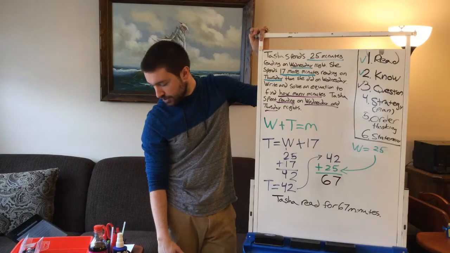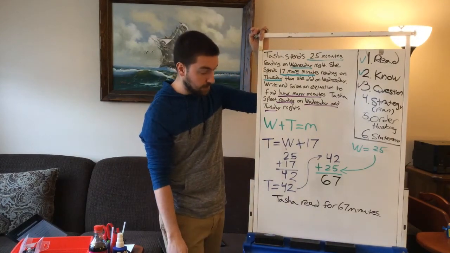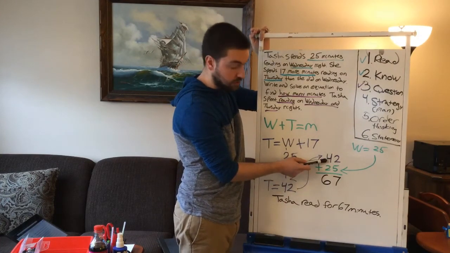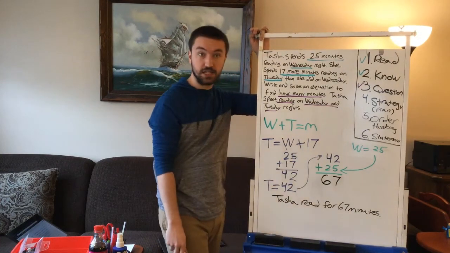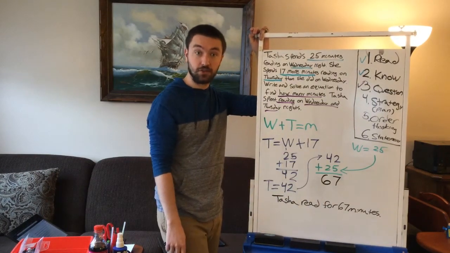Now, the last question on that page is asking you to estimate to check one of your answers. Well, to estimate, we could round these to the nearest 10 and do 40 plus 30 and get 70. 70 is pretty close to 67. I think we did it right. I think we got the right answer.